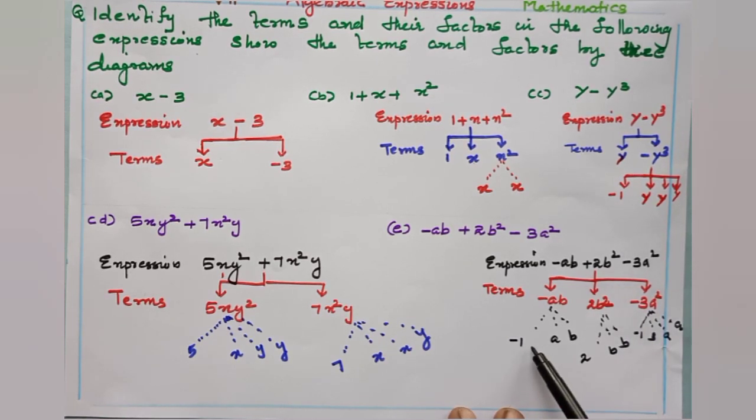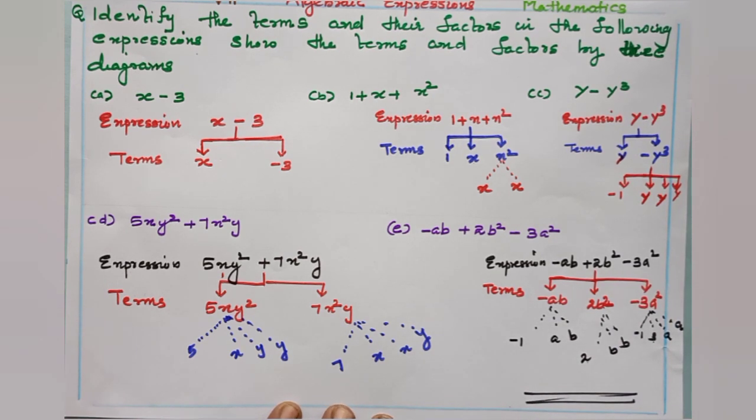Okay. Minus 1 into a into b is minus ab. 2 into b into b is 2b square. Then minus 1 into 3 into a square is minus 3a square. Understood all of you the terms and factors by the tree diagram method?